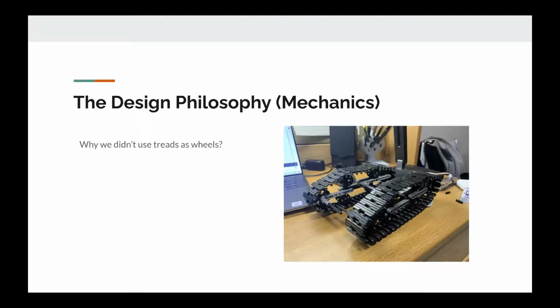Why we didn't use treads as wheels? This was one of the ideas we wanted to implement, and we thought it was really cool to use tank treads as the wheels. However, this didn't pass the hill climbing test. During the hill climbing test, the tank treads couldn't grip the paper hill, and it was very hard for the robot to climb the hill. So we had to scrap this.